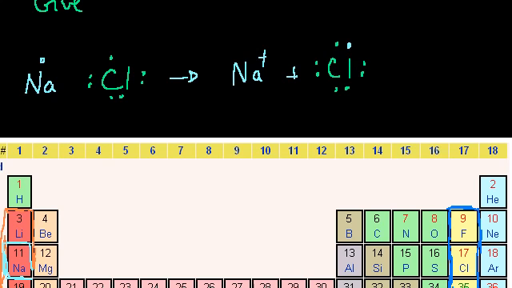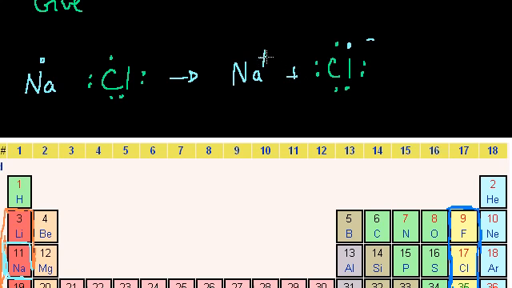So I'll just put a negative up there. And it has a negative charge now because it got that electron from sodium. So now these guys are both happy from an electron configuration point of view. They both have these stable valence shells, but they're attracted to each other.